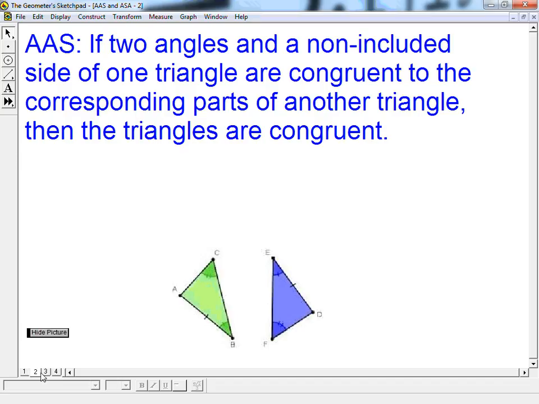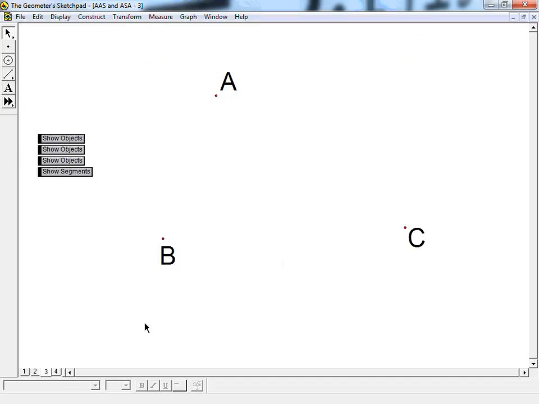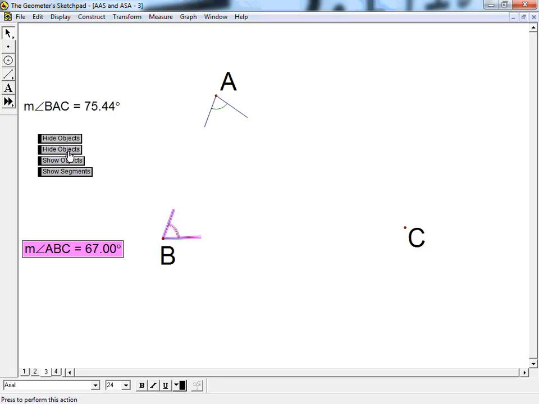Okay. Now, let's take a look at the other rule. We're going to look at angle, side, angle. So let's take a look. One angle, another angle, but now the side is in between the angles.